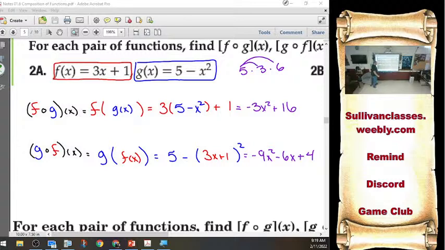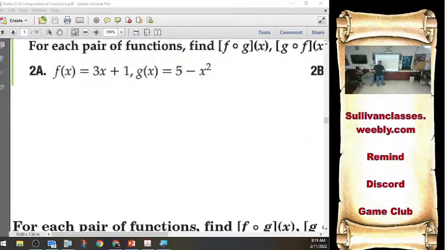Domain. Both of those are quadratics. Quadratics are polynomials. By definition, polynomials have a domain of all real numbers. I just have to check the input function. Were there any restrictions to g of x that weren't allowed? I have to check the input function. Were there any restrictions to f of x? No. So they were both all real numbers. Yay.